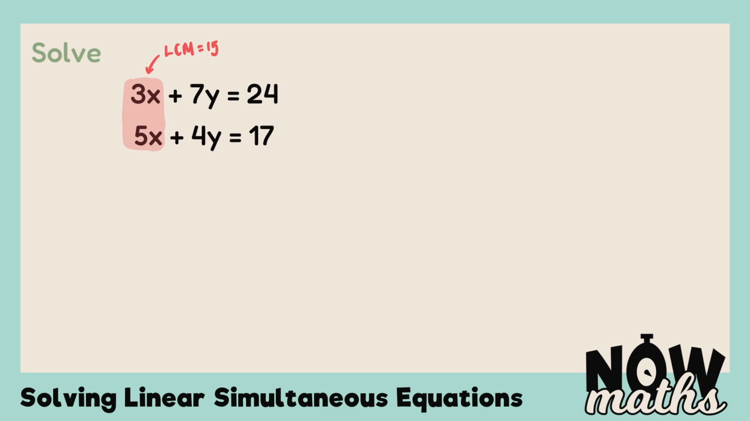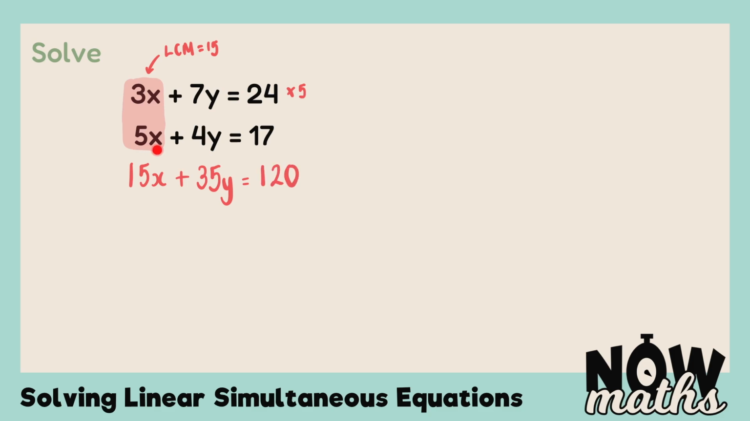So looking at the first equation first, if we want to make 3x into 15x, we're going to have to multiply this equation by 5. So multiplying each term by 5, 3x multiplied by 5 is 15x. Then 7y multiplied by 5 is 35y. And finally, 24 multiplied by 5 is 120.